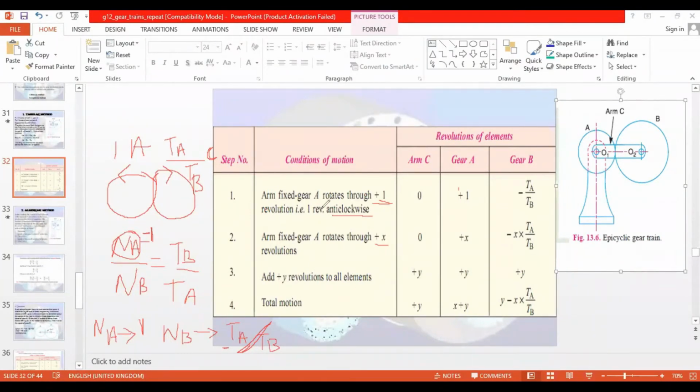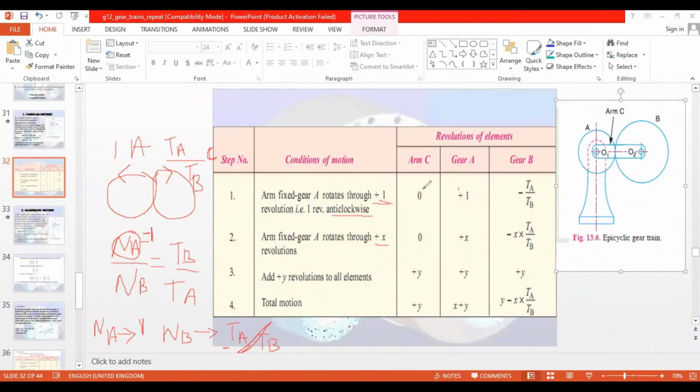So total motion. Here, if you carefully observe, arm fixed, gear A and gear B are moving. Here, the arm is also moving. So already gear A and gear B are moving, we stopped the arm. Now, on this row, the arm is also moving, which means A is moving, B is moving, the arm is also moving. So now everything is moving, so I will add plus Y to all three columns. At the end, we are going to have the total of this.